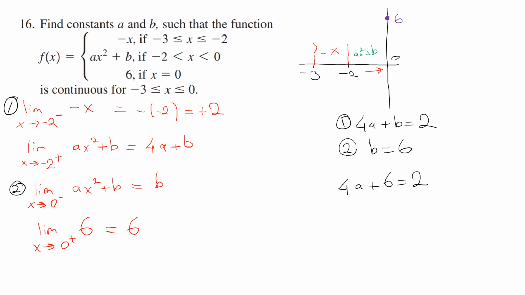Now I can plug b into 4a plus b. I found my b value, which is 6. So I have 4a plus 6 equals 2. I'm going to send 6 to the other side as negative and divide each side by 4. So now I ended up with values a equals -1 and b equals 6 for the function to be continuous in the range of -3 to 0.